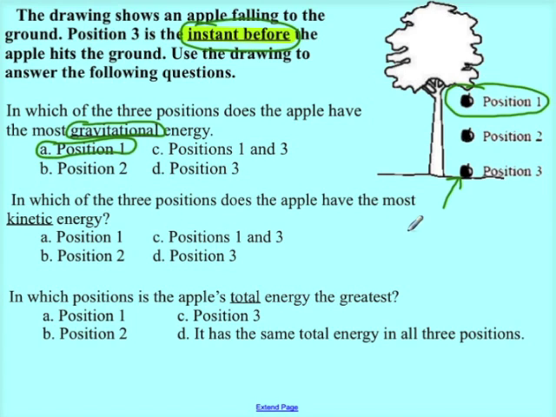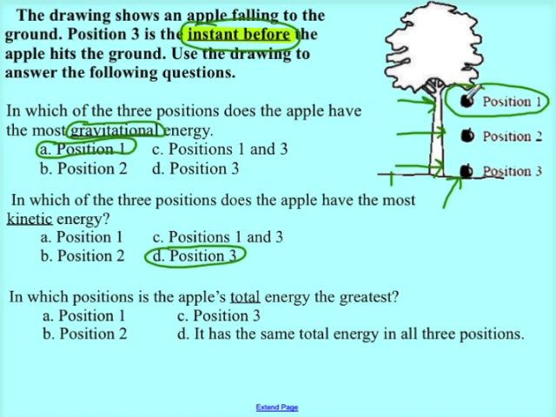In which of the three positions does the apple have the most kinetic energy? So remember, kinetic energy is dependent on mass and speed. Now, they're all the same apple, so mass does not really impact it at all, but speed does. So which one of these three will have the greatest speed? Well, if you were to drop something off a high building or a cliff, when you first drop it, it's hardly going at all. But the farther it goes down, the faster it gets. So this would have to be position 3.